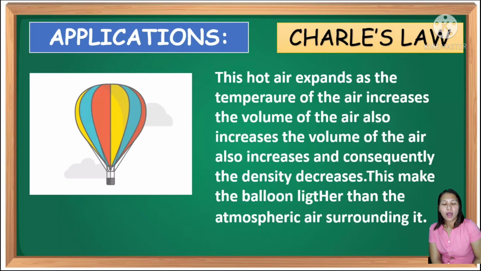Now that we know how to substitute and solve using Charles's Law, maybe you ask me, Ma'am, how can I apply it to real life situations? Take the hot air balloon. The working of a hot air balloon is simple: it consists of a bag or an envelope, a basket to carry passengers, and a fuel source like propane.